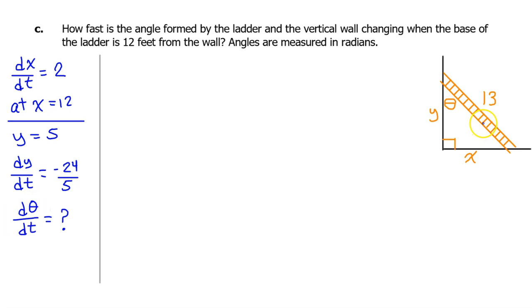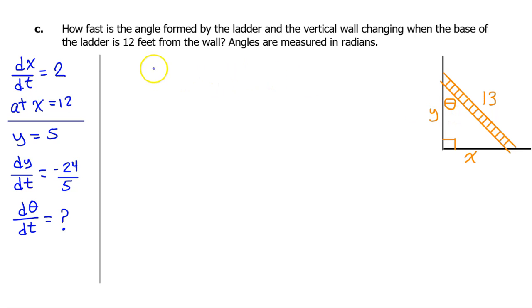Now we need a relationship between the quantities in this picture and theta, since we are looking for d theta dt. The Pythagorean theorem won't help us this time, because that only involves sides, not angles. So when you are dealing with an angle, the relationships you are going to need are trigonometric. So start thinking about sine, cosine, and tangent.